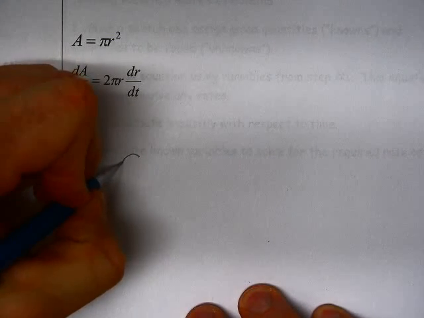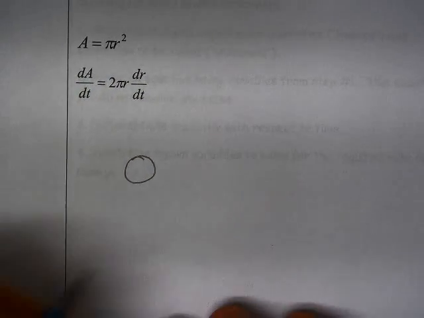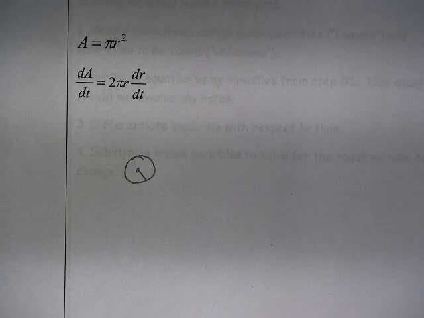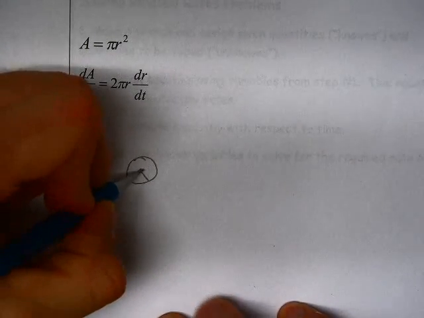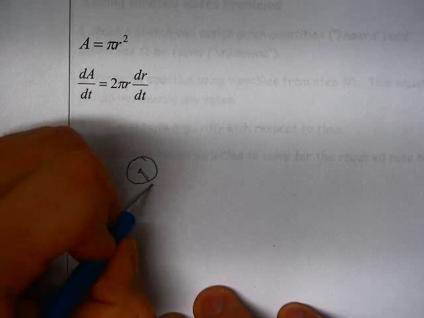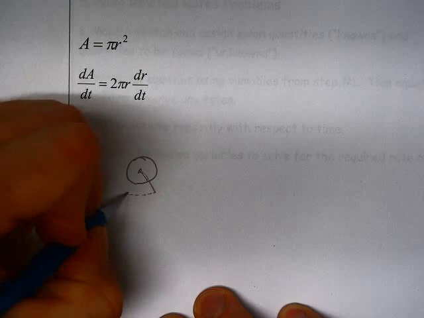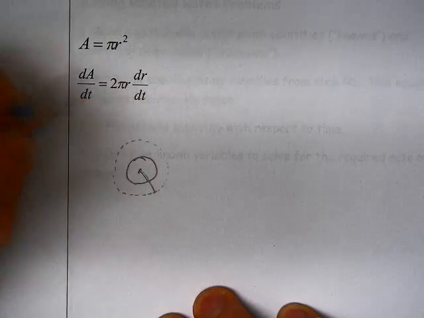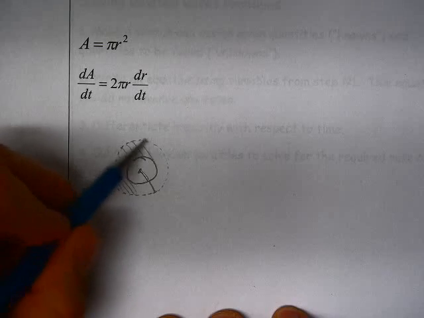Imagine I have a circle with a fairly small radius, and I choose some unit to grow that radius. So if I think of this as 1 unit here, I'm going to expand that radius by another unit. And you can see that I've grown my area by this amount here.